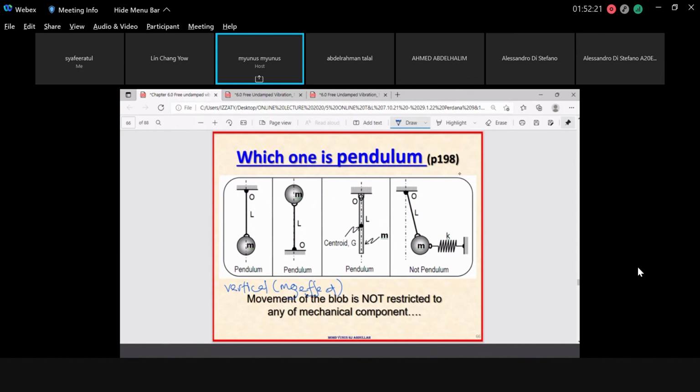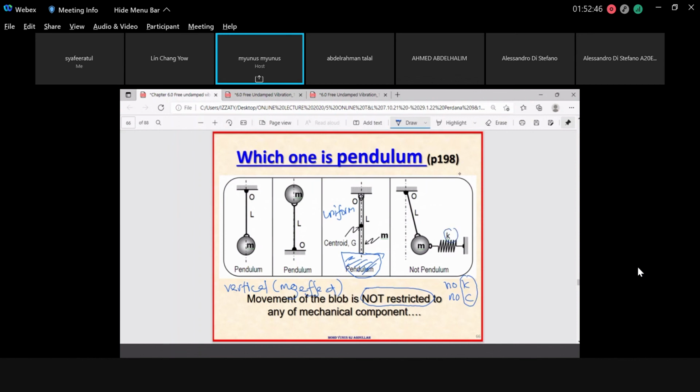Doesn't matter. Whether this one is a uniform beam or not a uniform beam, or you have another mass here, doesn't matter. It will be considered as pendulum. So as long as there is no restriction, what is no restriction? Meaning no K, no C. Later on you study about C. At the moment you know K only.